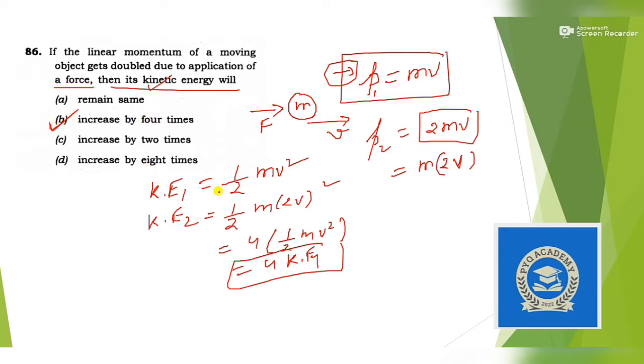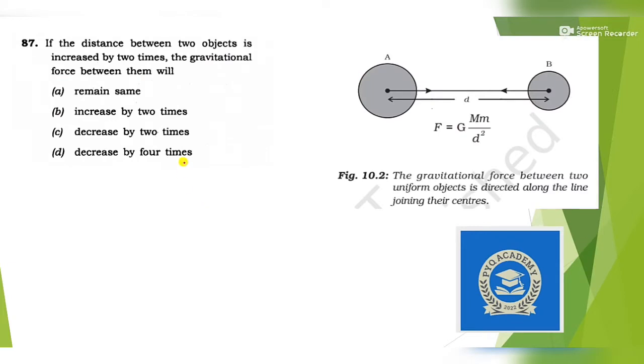It was a simple question based on some simple formulas. So let's move to the next question. If the distance between two objects is increased by 2 times, what happens to the gravitational force between them? It is related to whether you are remembering the formulas or not.